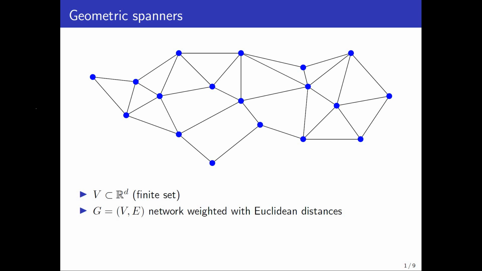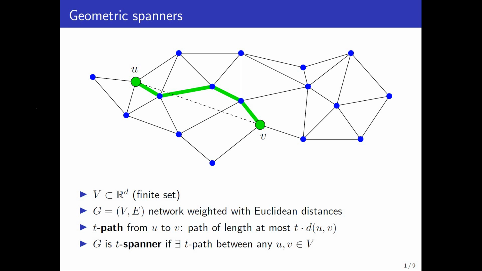So let's start with the basics. The graphs that we are working with are geometric. This means that their vertices are located in some d-dimensional Euclidean space, and their edges are straight line segments. They are weighted with the Euclidean distances. In such a graph, we say that a path between 2 points u and v is a t-path if it has a length at most t times the Euclidean distance of u and v.